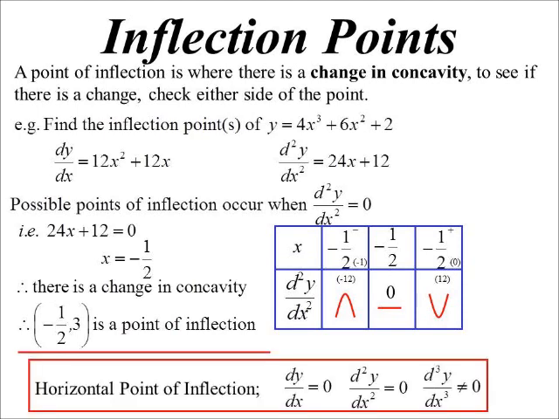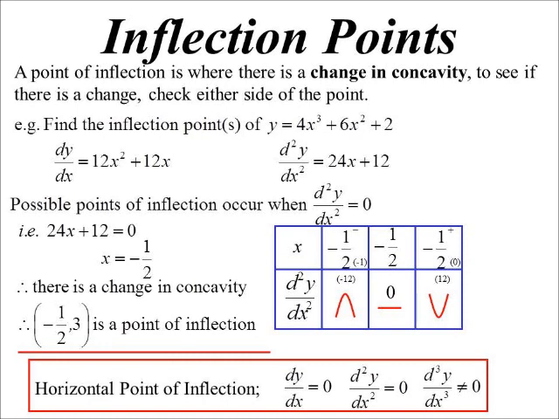So from there we can deduce -1/2, 3 is a point of inflection. It is a very special type of inflection point, which is on our basic cubic, what we call the horizontal point of inflection. So it's both a point of inflection, but it's also a stationary point. It would have the conditions: the first derivative equals 0, because it has a horizontal tangent. The second derivative equals 0, yes, it is a possible inflection point. And the third derivative does not equal 0.